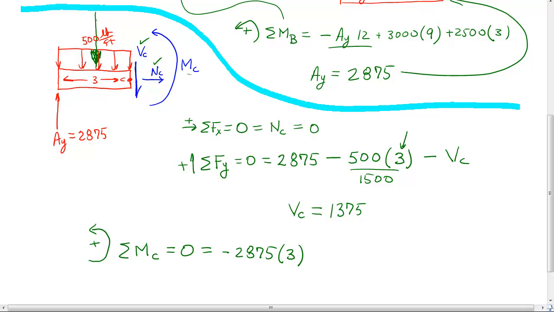Then I got this load right here coming down, going in the positive direction around C. 500 pounds per foot, 3 running feet, sorry, not 300. 3 running feet. Moment arm, 1.5 feet. That's the moment produced by that. Only thing I have left is the moment itself. Has to go in here.